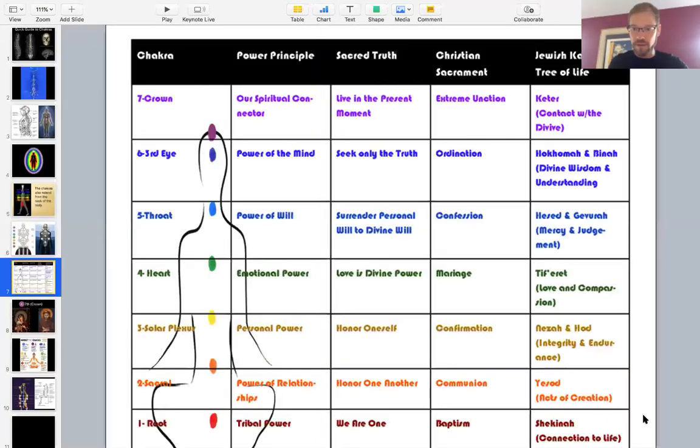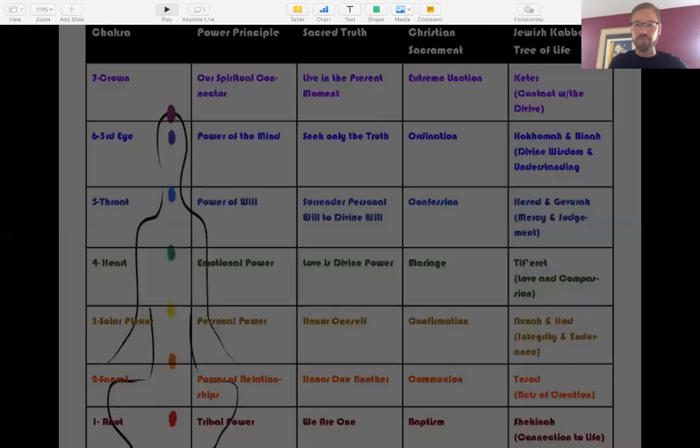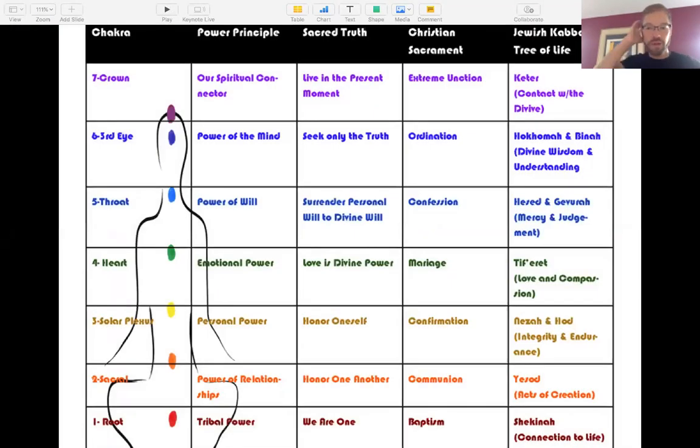I'll move this over real quick. There we go. Okay. And the Kabbalah tree of life, that would go to the very bottom. And I am not even going to try to pronounce this, I'll just butcher it, but it has to do with that connection to life, the rooting down of the tree of life.